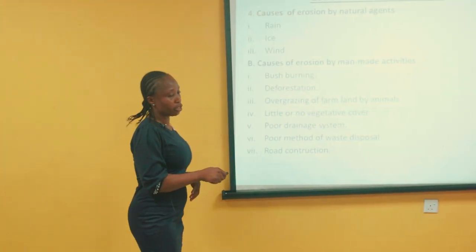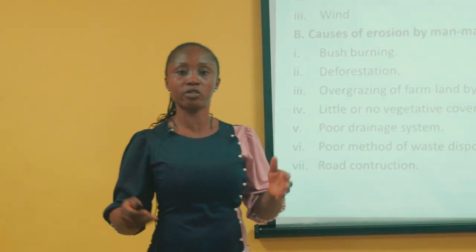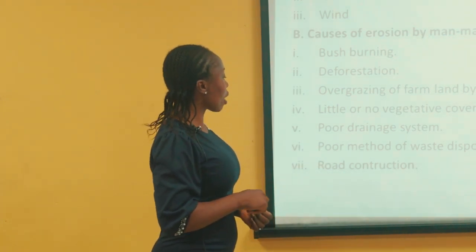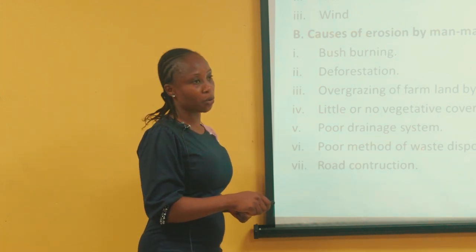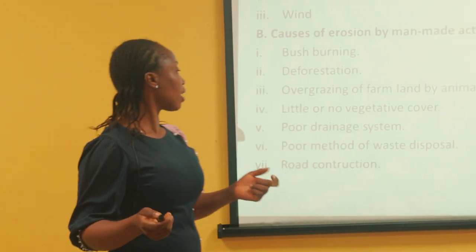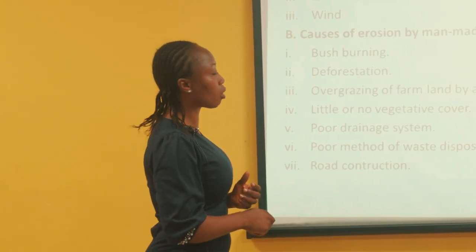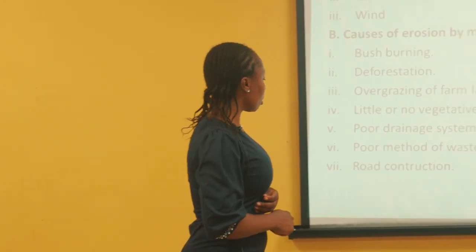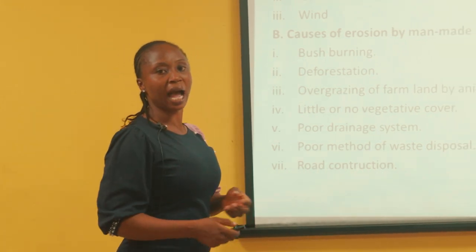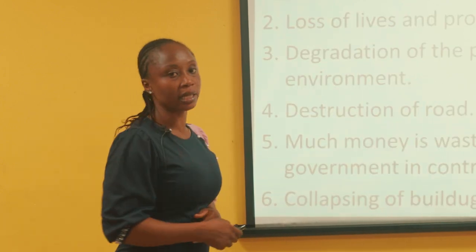We have poor drainages. When we don't have drainages in our environment, or our drainages are covered by waste, it will then cause erosion. We have poor methods of waste disposal. Some of us are fond of disposing waste anywhere we find. Whenever you dispose of your waste around without taking cognizance of the environment, it can also cause erosion. Lastly, on our list today, we have road construction. When roads are constructed, it also causes erosion if not properly managed.